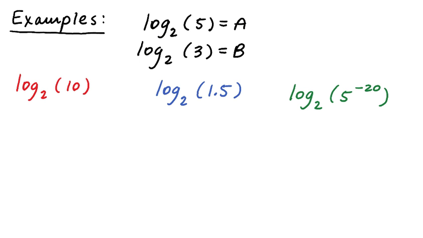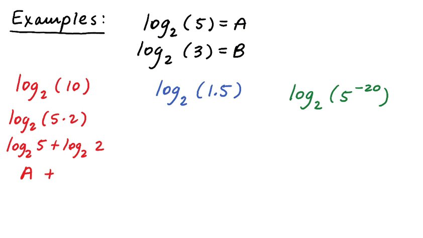And so I can use 2, 5, and 3. I'm going to use the 2 and the 5. So this is log base 2 of 5 times 2. And then I can say that this is log base 2 of 5 plus log base 2 of 2. Log base 2 of 5 is a, plus, what exponent do I put on 2 to get 2? That's 1. So something like that. That's something we might need to do.